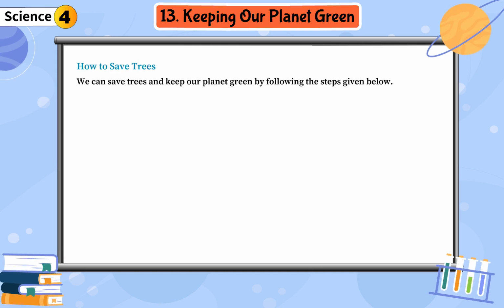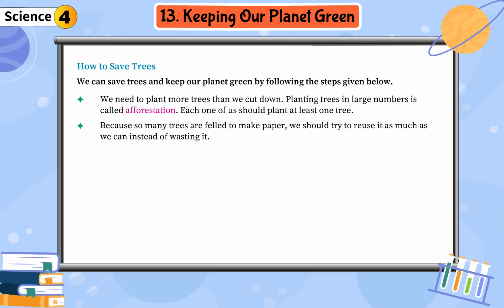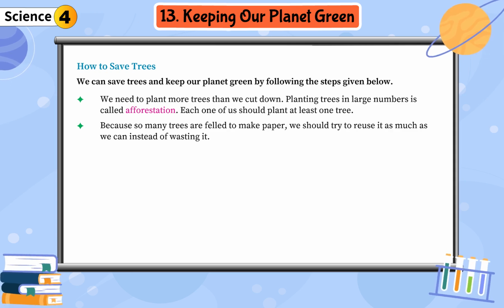We can save trees and keep our planet green by following the steps given below. We need to plant more trees than we cut down. Planting trees in large numbers is called afforestation. Each one of us should plant at least one tree. Because so many trees are felled to make paper, we should try to reuse it as much as we can instead of wasting it.